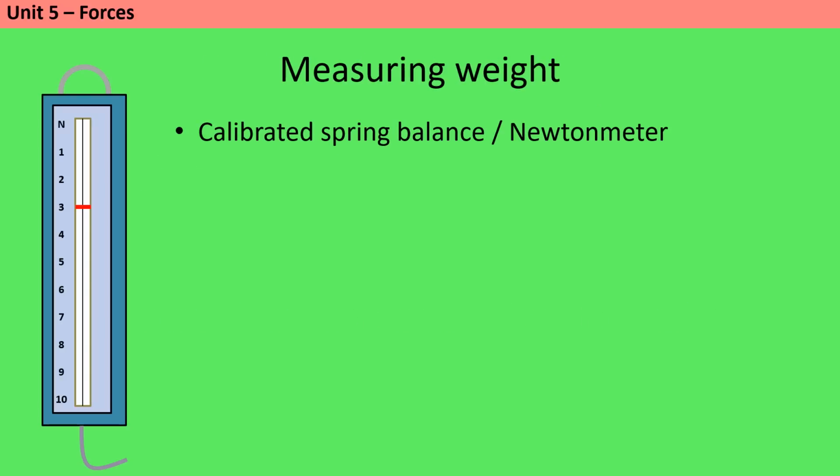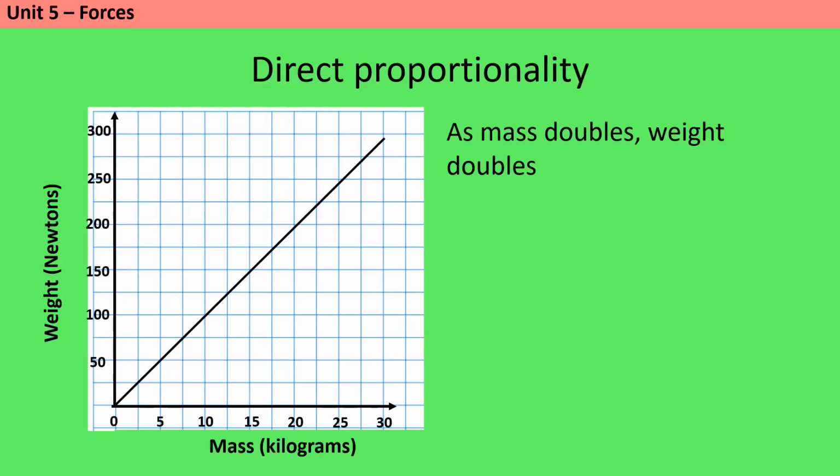Weight can be measured using a piece of equipment called a Newton meter. This contains a spring which stretches as a larger force is applied. This causes a marker to move, allowing us to read the size of the force. An object with a bigger mass also has a bigger weight, so it would trigger a bigger reading on the Newton meter. In fact, we can even go slightly further than saying that as one increases, the other increases. Weight and mass are directly proportional, so as mass doubles, weight doubles too.